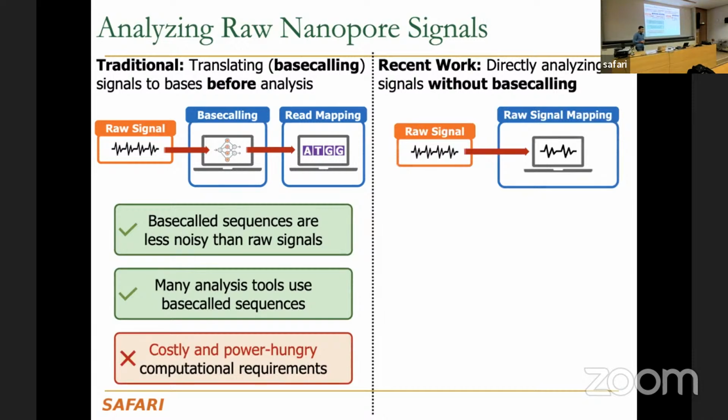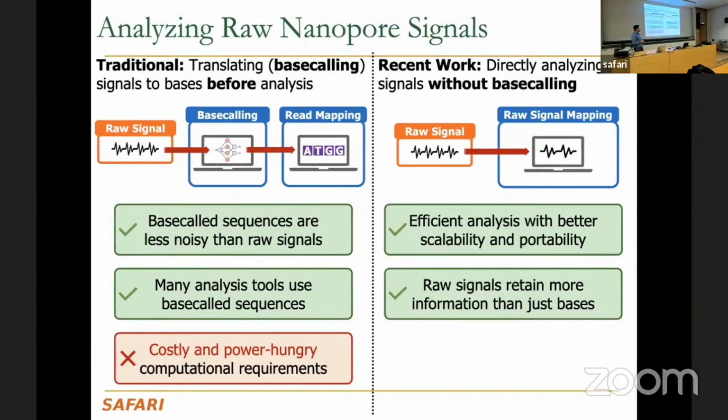computationally costly algorithms. There are also recent approaches where they try to directly analyze the signals without base calling, without translation. It's as if you're removing the translator in between, and then your scalability and portability improve, because it reduces computation. And also we know that these raw signals retain more information than just bases. For example, they tell you about the structure of the DNA, whether it is methylated or not, and maybe about the ions that the DNA contains, which are also related to certain diseases, so you can directly utilize this information in raw data.